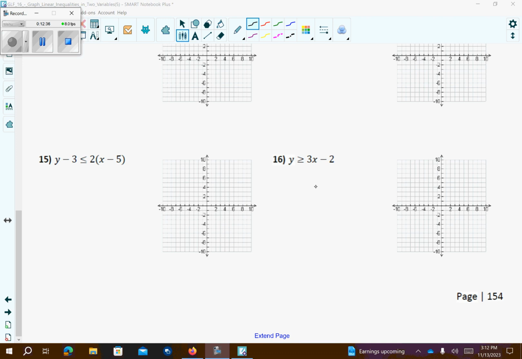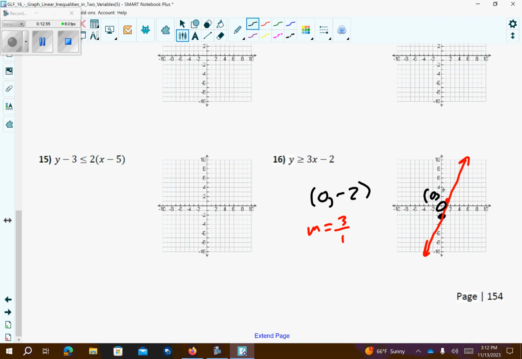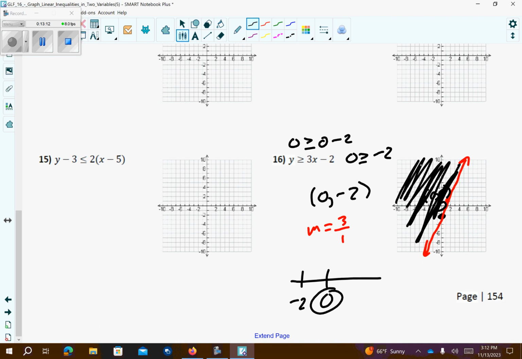All right, so 0, -2 is down here, and my slope is 3/1. So up 1, 2, 3, right 1. It's going to be a solid line like this because I have the equal sign. 0, 0 works because it's on the left side of the line. So if I plug 0 in here, 3 times 0 is 0. Is 0 greater than -2? Yes, it's further to the right. So think about it. 0 is on the number line here. -2 is here. So it's further to the right. So it is greater. So I'm going to shade the side that 0, 0 is on.